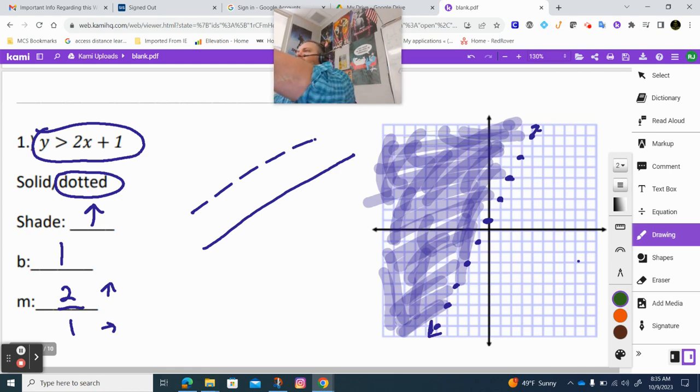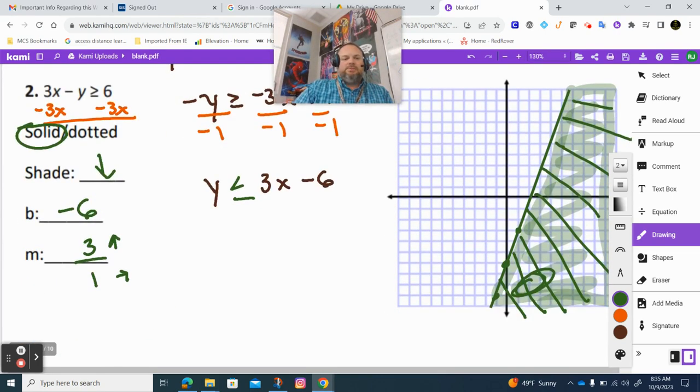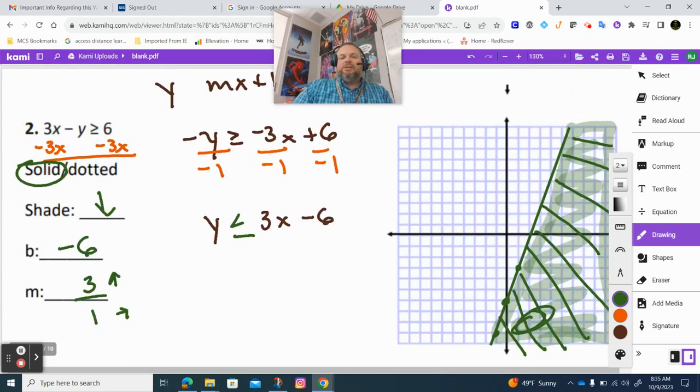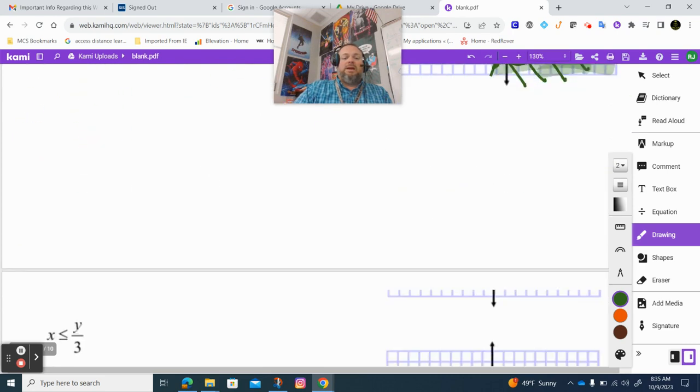Okay. So that's 1, that's 2. Literally, the only really new thing we're doing is either having a solid or dotted line, and then we're shading. Not bad. I mean, it could always be worse. I could have made it a lot harder for a Monday after a break. I mean, I wouldn't want to.